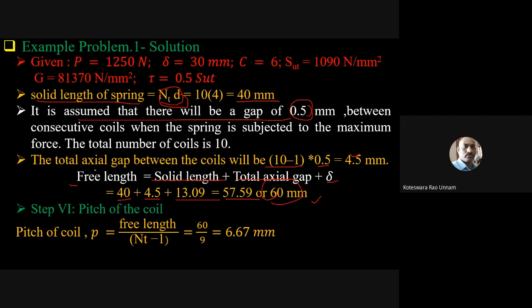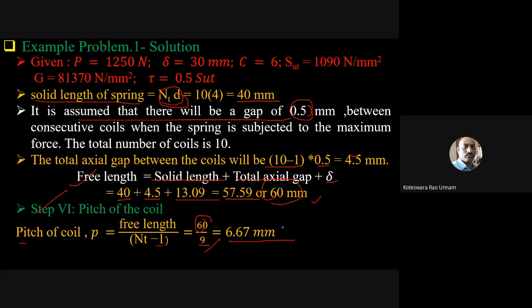So once you have the free length, then you can find the pitch of the coil. Pitch of the coil is nothing but free length by total number of coils minus 1, which is 9. So 60 divided by 9 gives you 6.67 mm. So this is about the design of the spring by considering the load as a static one.